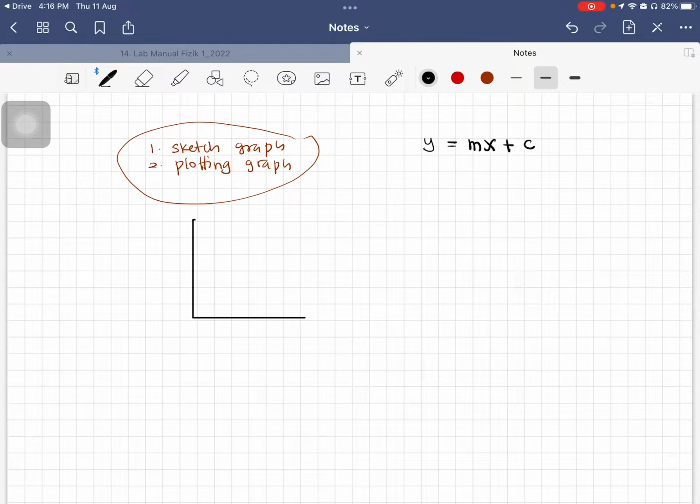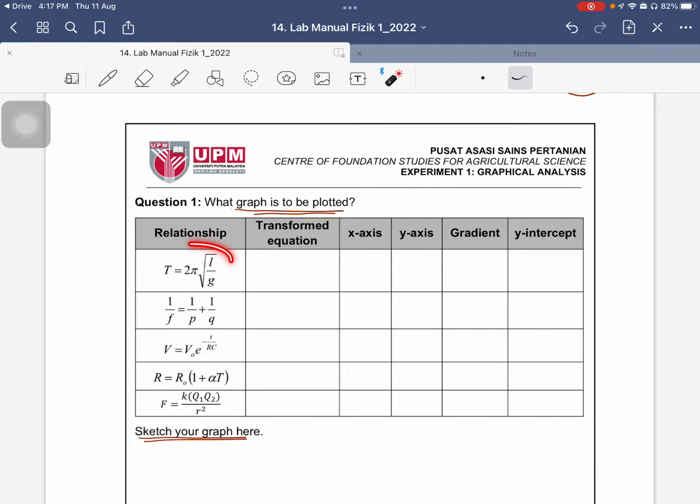You will have the y-axis here, the x-axis here, and since it has c, you will have a y-intercept. So this is your graph, and you will have the gradient here. All the equations here, we want to convert into y equal to mx plus c form, and you need to know what is to be plotted on the x-axis and y-axis, what the gradient is, and what the y-intercept is.